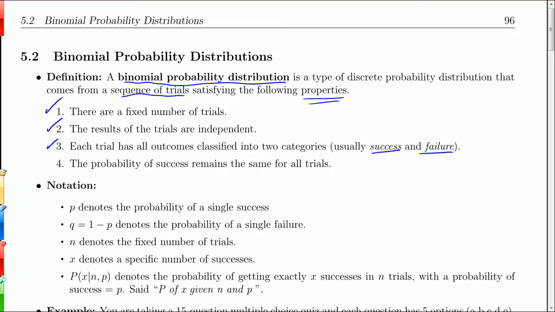But sometimes it doesn't necessarily mean there's only 2 things that can happen. It just means you have to categorize the outcomes into success and failure. For example, rolling a 6-sided die, you could call getting a 1 a success and not getting a 1 a failure. And the probability of success remains the same for all trials. What that means is that as time proceeds, the probability of getting that head does not change. It stays at 0.5 the entire time.